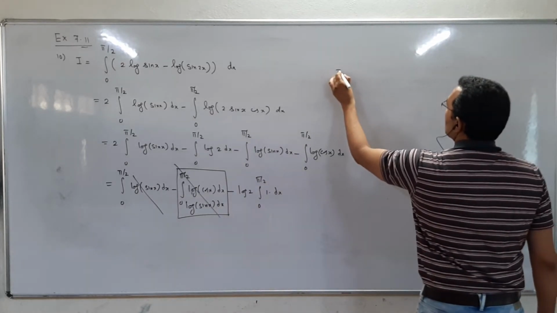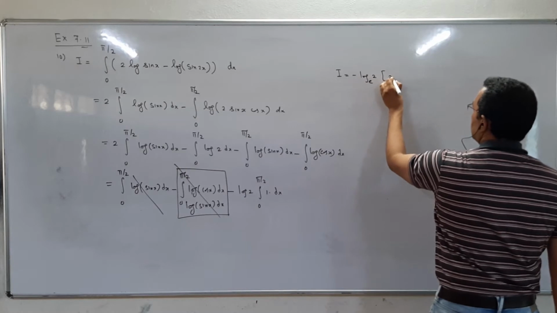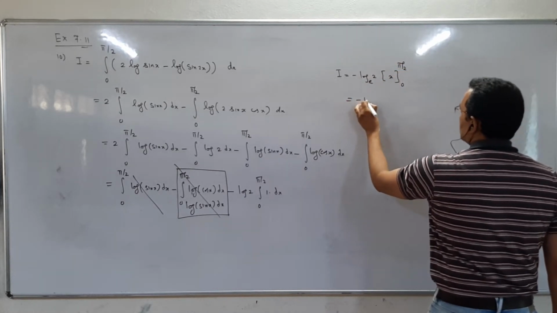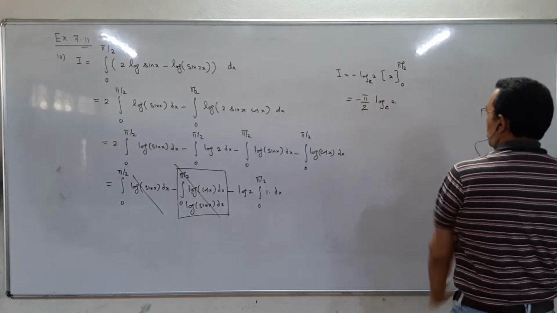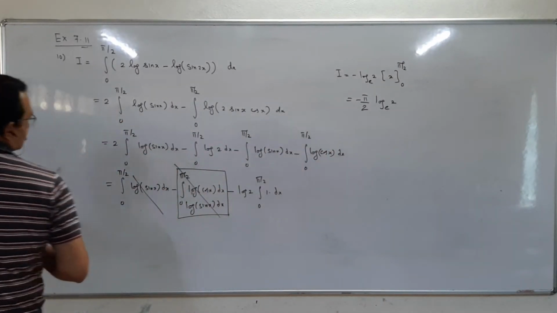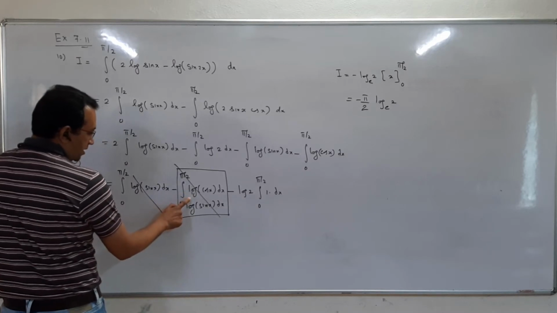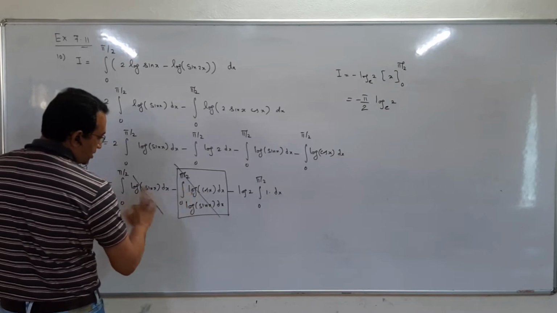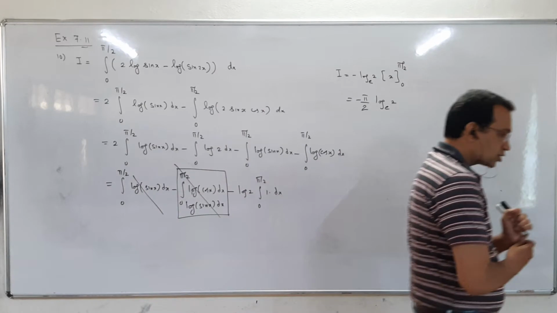So the value of the integral is minus log 2 to the base e, integration 1 dx is x, limit 0 to pi by 2. So the final answer is minus pi by 2 log 2 to the base e, or ln 2. So students, this sum, if this doesn't strike, then it is a problem, because if I don't apply the property, then this 2 won't get cancelled, and hence the sum becomes complicated.